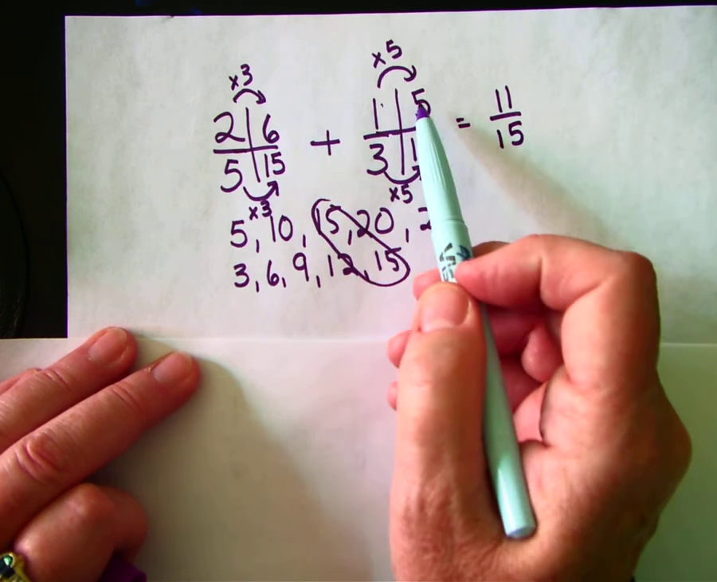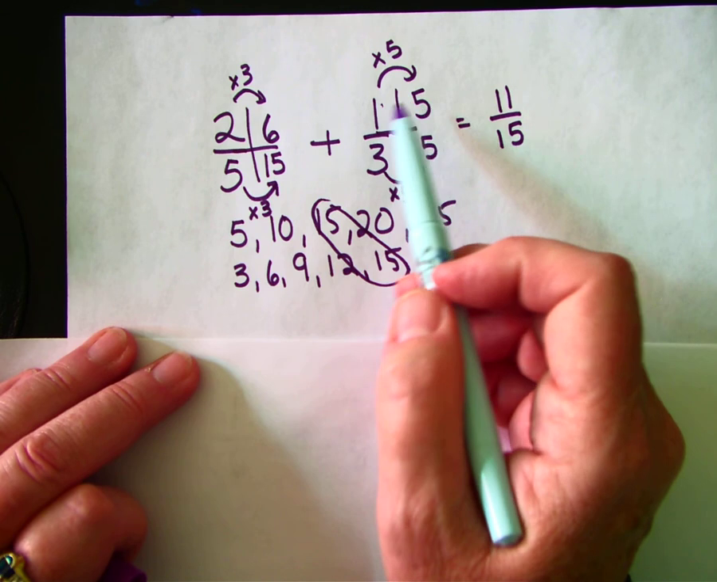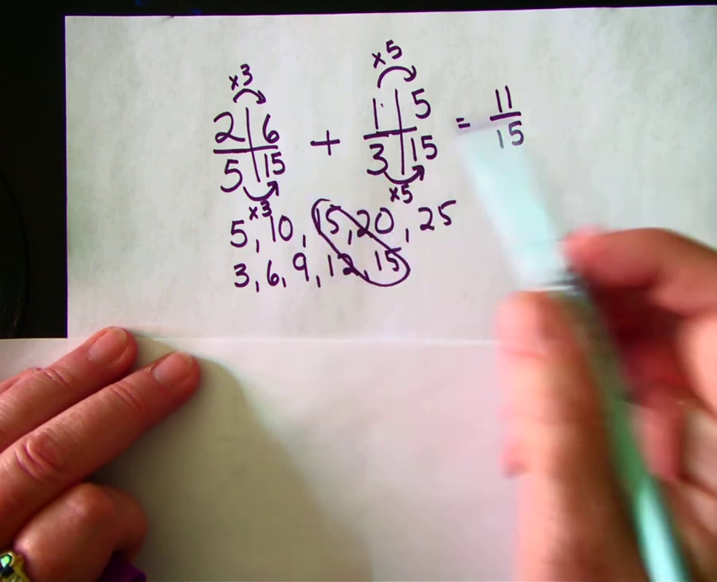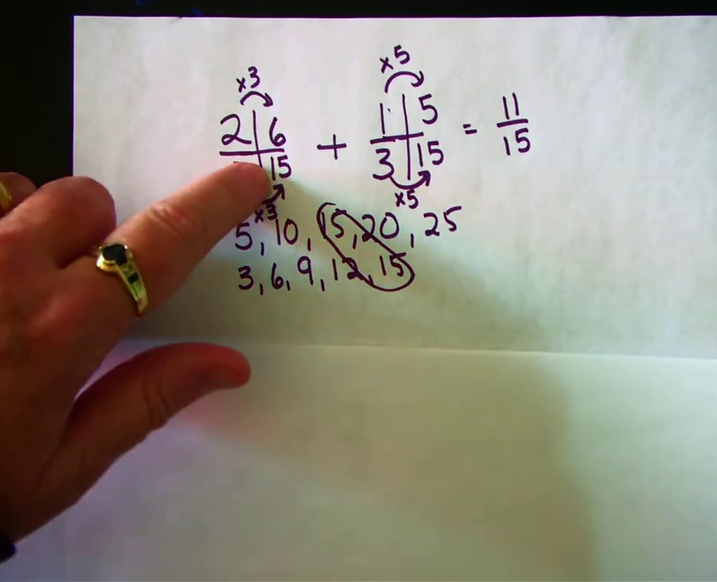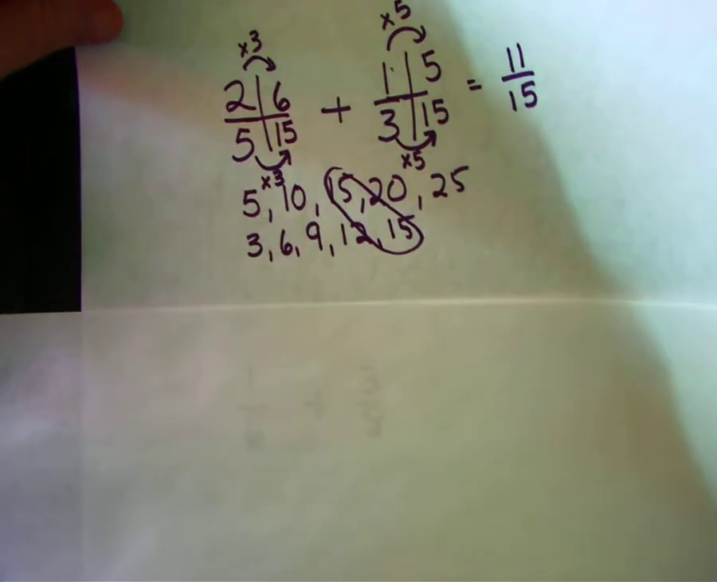The numerator tells you how many pieces you have. The denominator tells you the size of the pieces. It takes 15 of these pieces to make a whole.